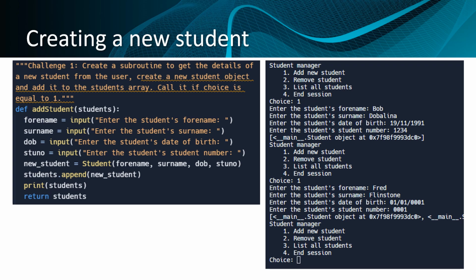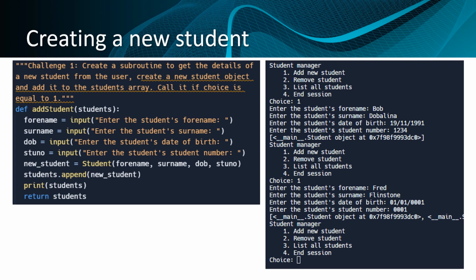The Add Student module needs to be passed the students array because we're going to put a new student object inside the array. If we didn't pass it the student array and we just edited it, we'd be using that student array as a global variable, which would be bad practice. To add a new student, we simply request all of the data from the user, and then we call the student object and store it within a new variable. We can then append that variable to the students array that we've passed into our subroutine.